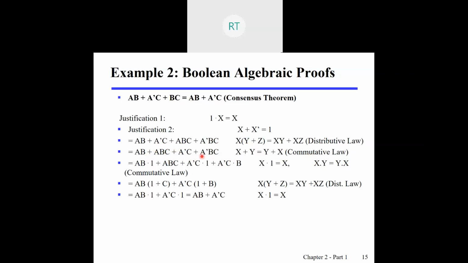And now what? You take AB as a common factor. You are left with AB into 1 plus C plus A prime C into 1 plus B. As an identity, 1 plus C is 1 and 1 plus B is 1, and AB and 1 is AB. A prime C and 1 is A prime C, and we proved the consensus. Okay?